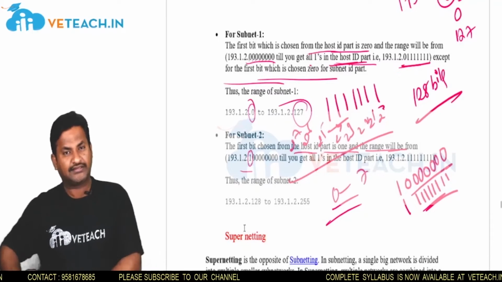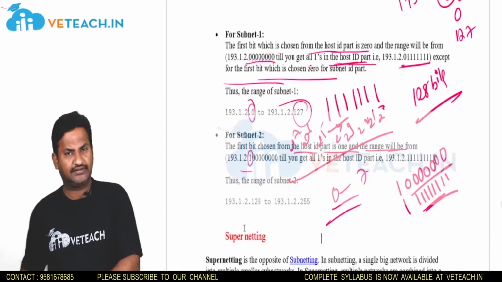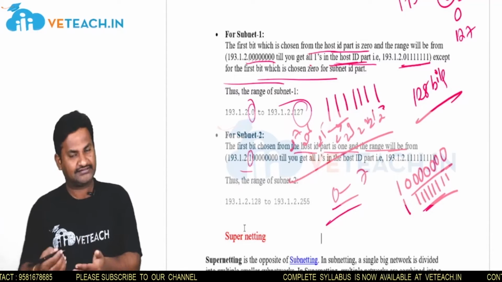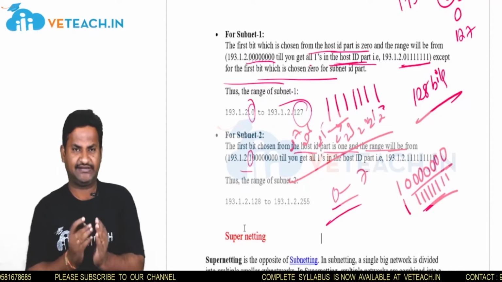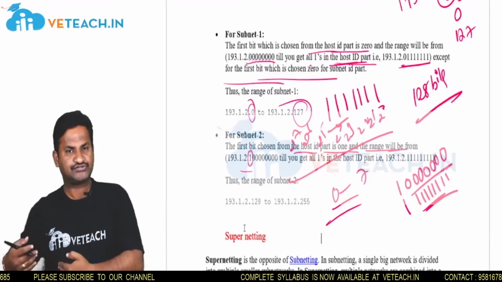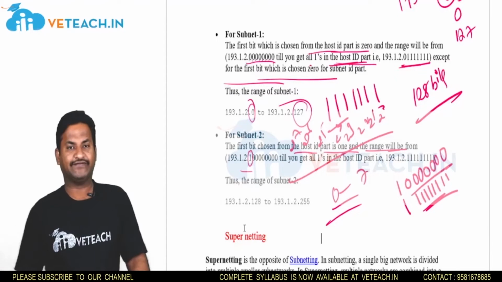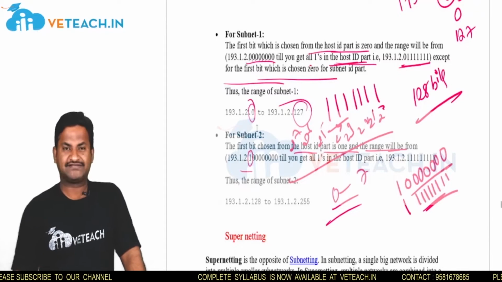Again, if it is subnet 3, the same process. The first bit of the host ID is chosen, and the rest again go from 0000 to 1111. This is the concept of subnetting.